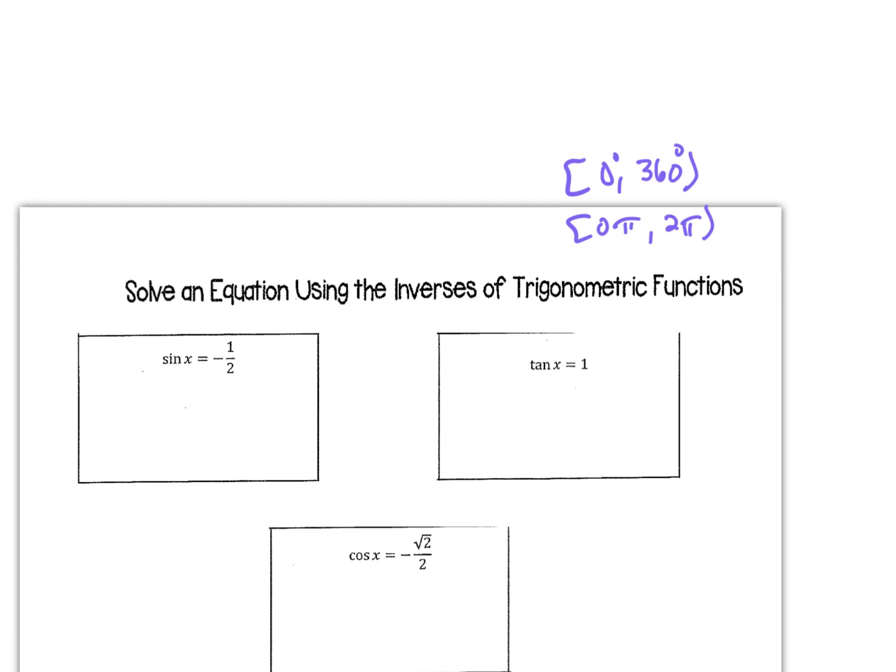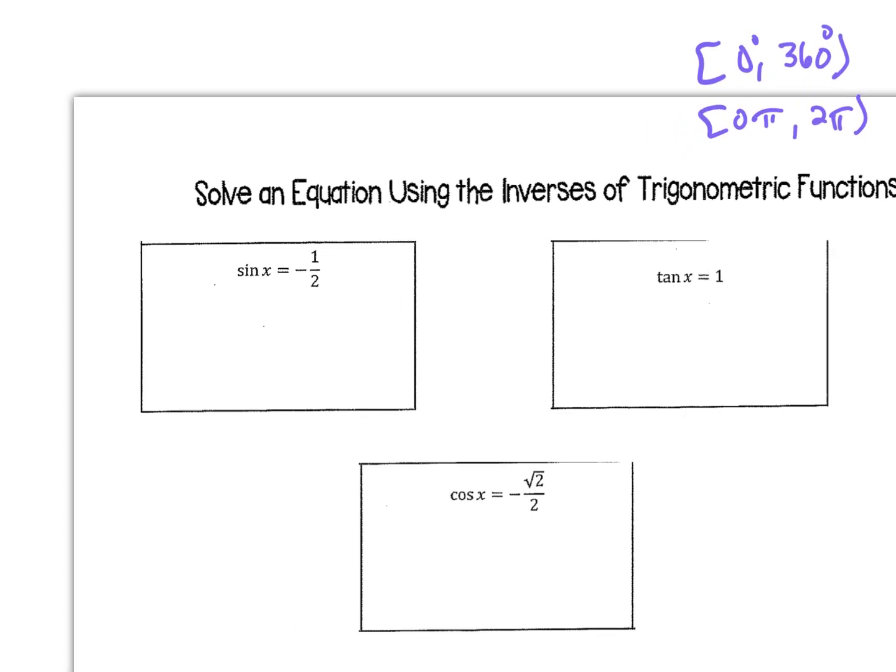Okay, so we're looking for where the sine value on your unit circle is equal to negative 1/2. There are two places that you need to give me, two different angle measures. Where are they? There you go, 330 and 210. So 11 pi over 6 and 7 pi over 6.